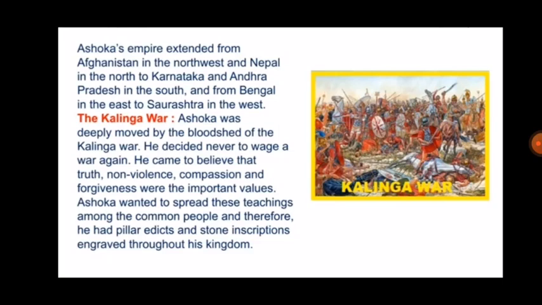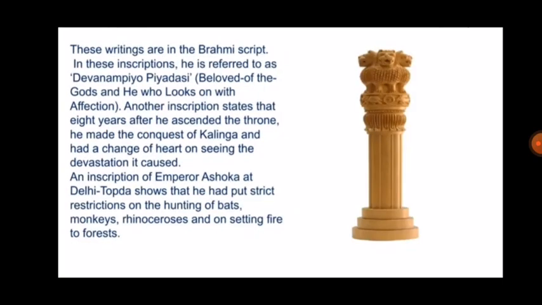These writings are written in the Brahmi script. In these inscriptions, he is referred to as Devanampiya Piyadasi. That means, belonged to the gods and he who looks on with affection. Because Emperor Ashoka changed his life, people began to like him.